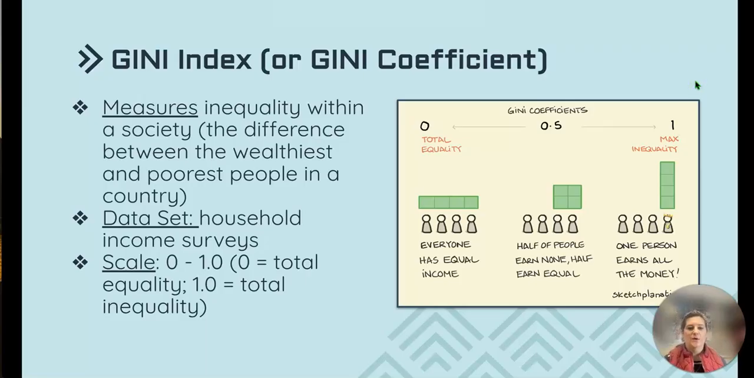The Gini index, or the Gini coefficient, attempts to measure inequality within a society. And inequality is the difference between the very wealthiest person in the country and the poorest people in that country. To create this information, they take information from income surveys and they have a scale, again, of 0 to 1. A scale of 0 means everyone in that country makes the same amount of money. A scale of 1 is maximum inequality, where one person makes all the money and everyone else makes 0.